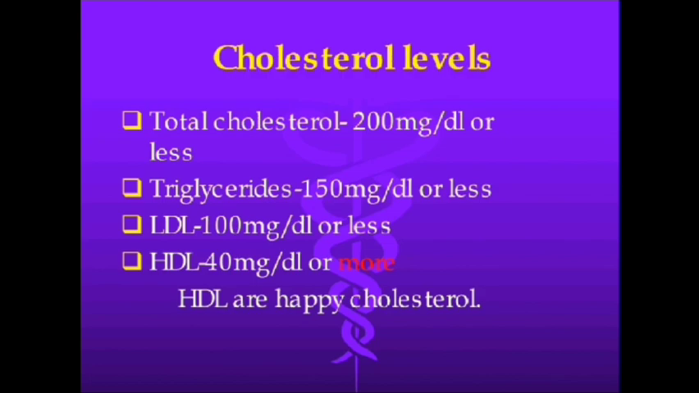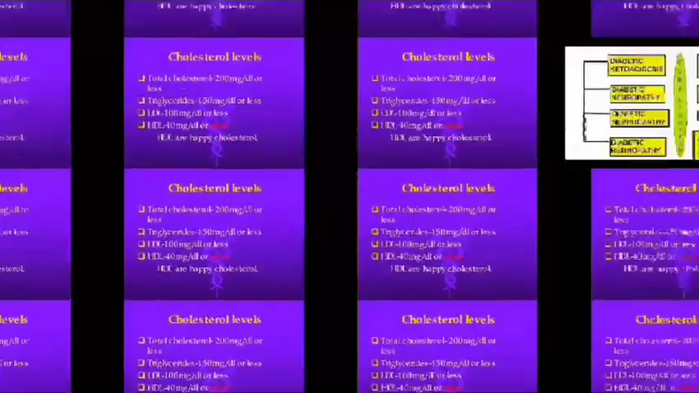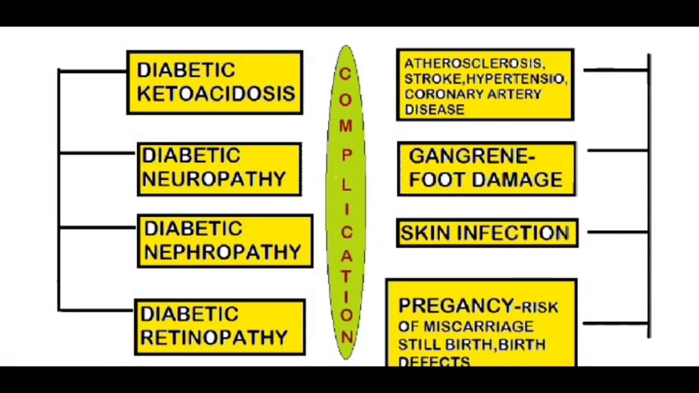Now, let's see complications of diabetes, which include diabetic ketoacidosis, diabetic neuropathy, diabetic nephropathy, diabetic retinopathy, atherosclerosis, stroke, hypertension, coronary artery disease, gangrene, foot damage, skin infection. In pregnancy, there could be risk of miscarriage, stillbirth, birth defects.